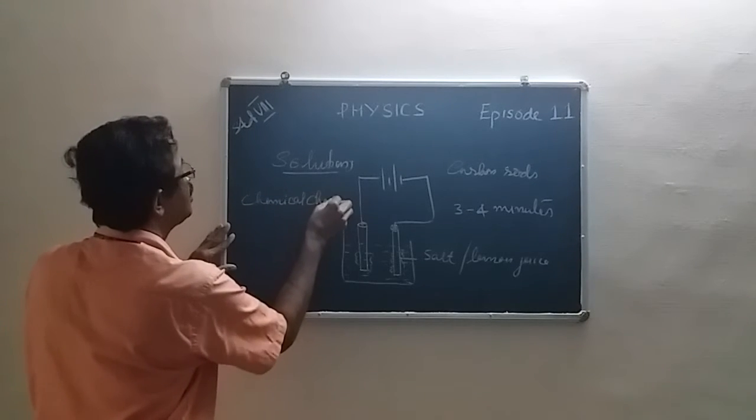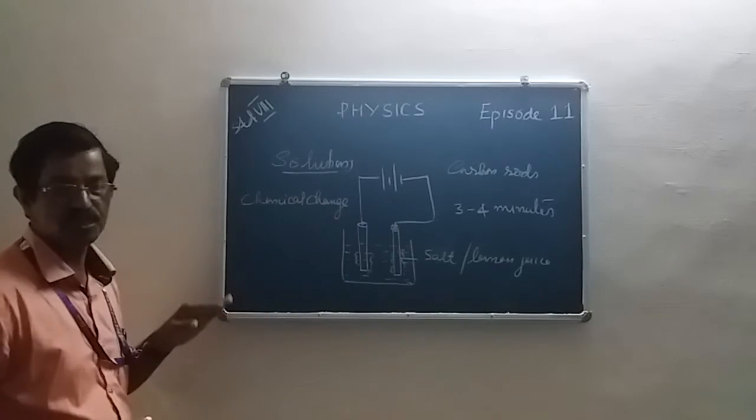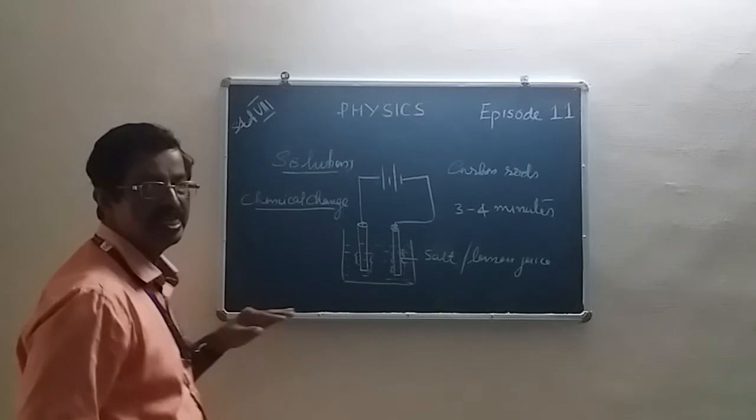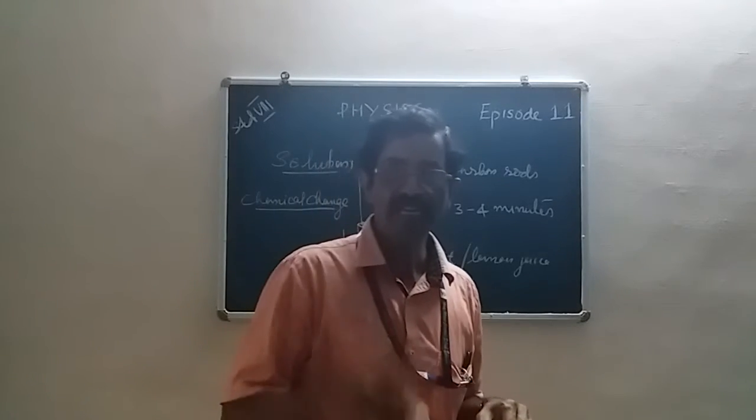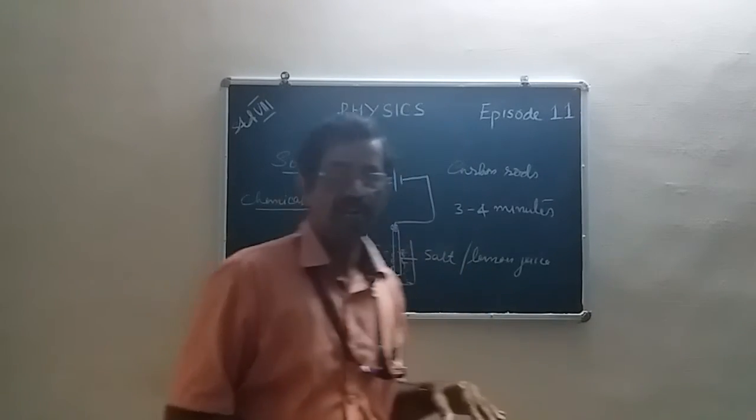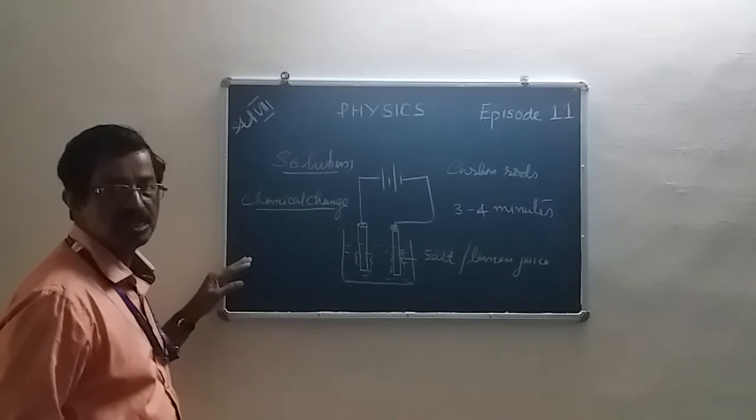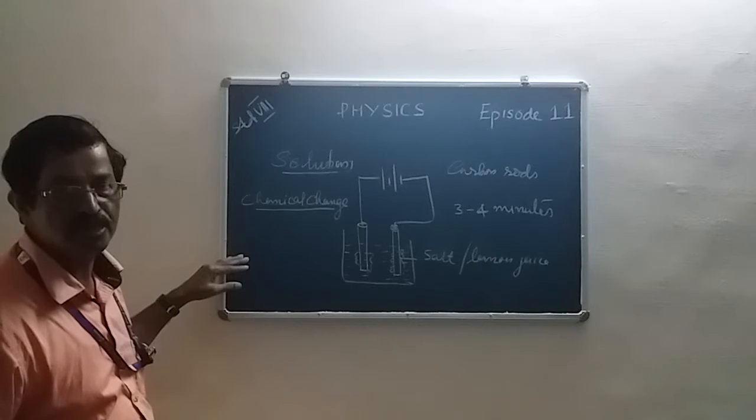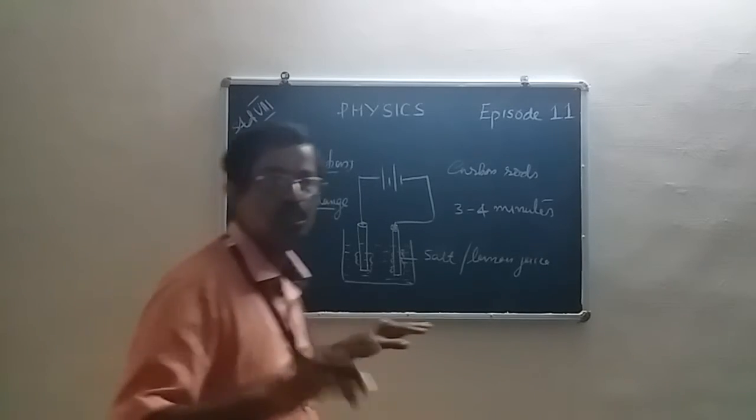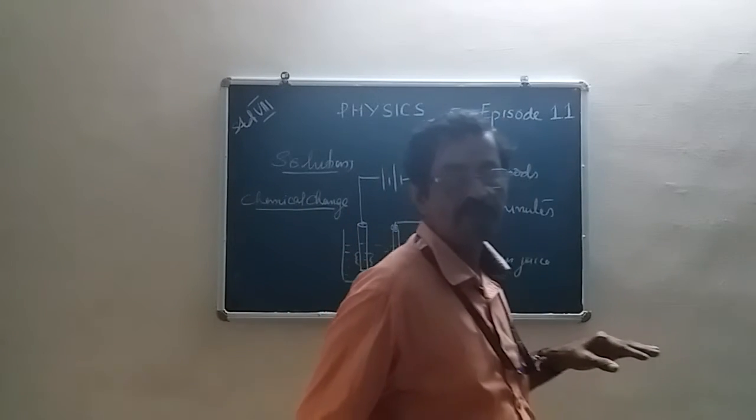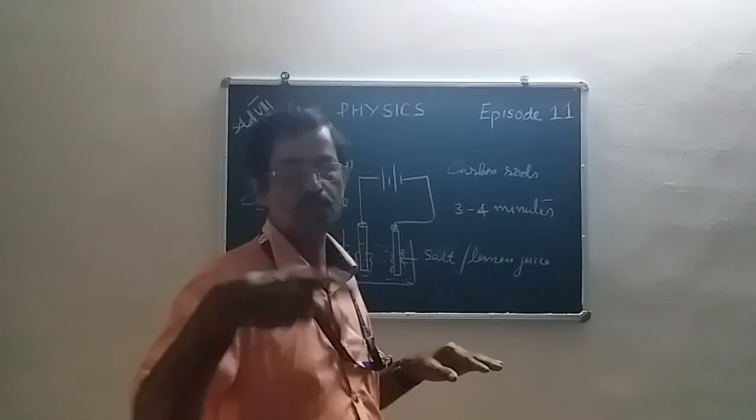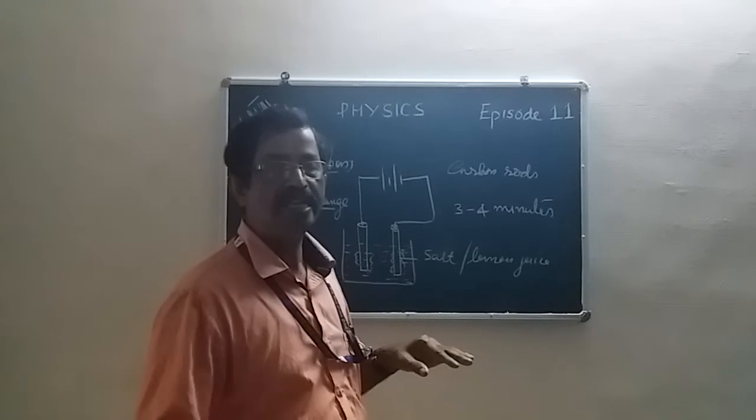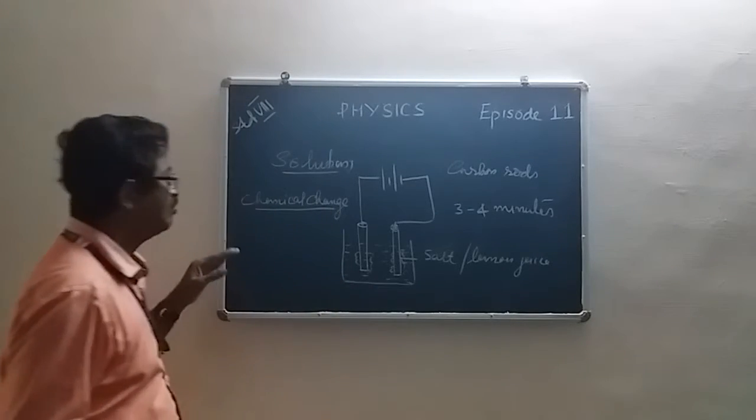What do you observe here? Some chemical change. What is actually a chemical change that you studied in your previous class? Chemical change is the change that takes place when one or more new substances are formed. That means when electricity passes through a solution, one or more new substances form, and that process is called chemical change.